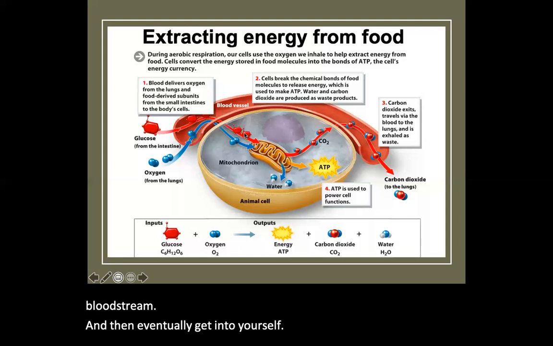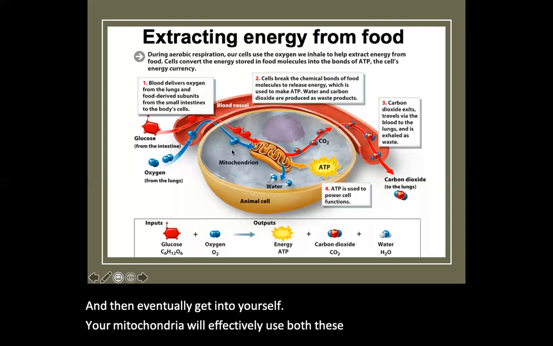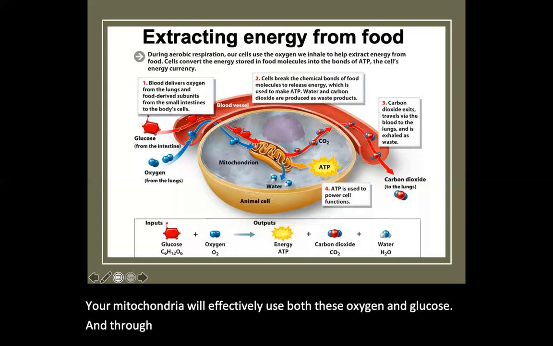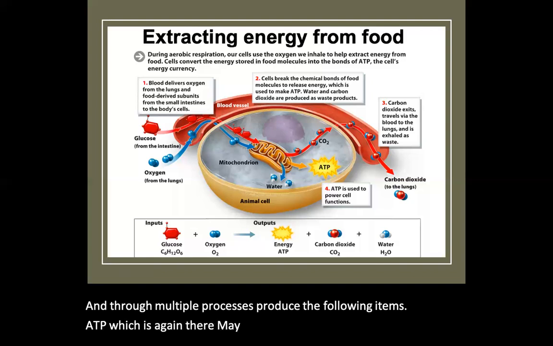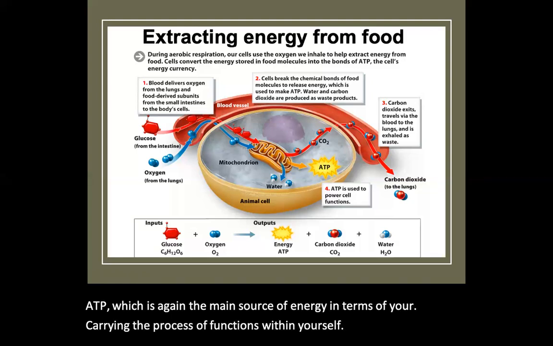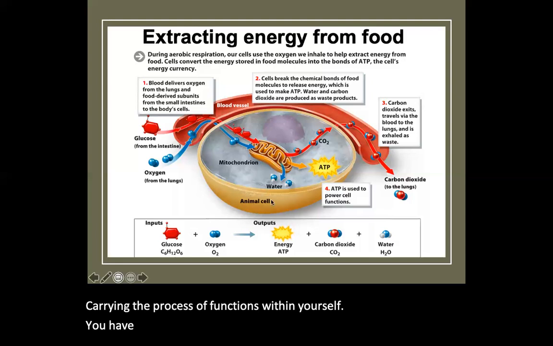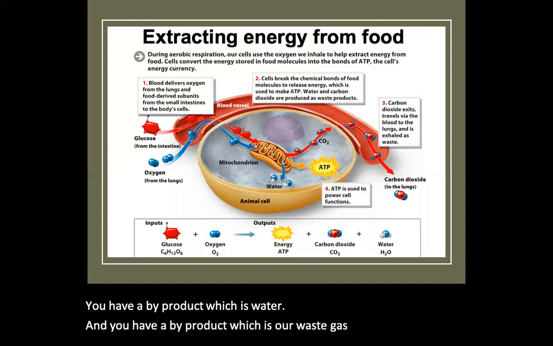Now, your mitochondria will effectively use both this oxygen and glucose, and through multiple processes, produce the following items. ATP, which is again the main source of energy for carrying out the functions within your cell. You have a byproduct, which is water. And you have a byproduct, which is our waste gas, carbon dioxide.